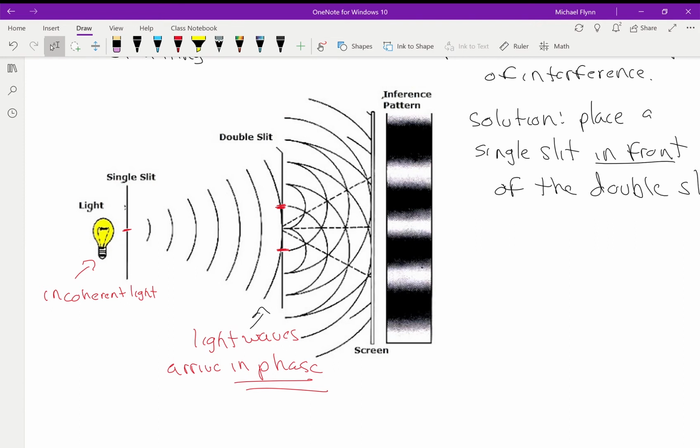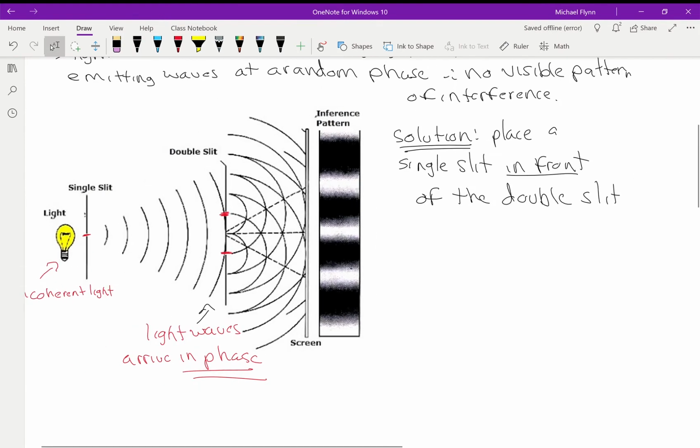But any light source would work, whether sunlight or anything else. All light sources, natural or artificial, except a laser. That's a key difference, but they didn't have lasers back then. So this is the solution, and this was Thomas Young's answer. And this pattern you see here is interference.